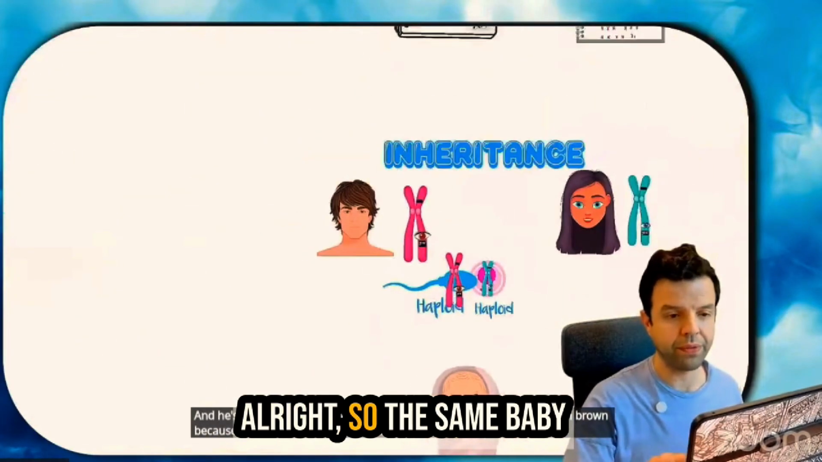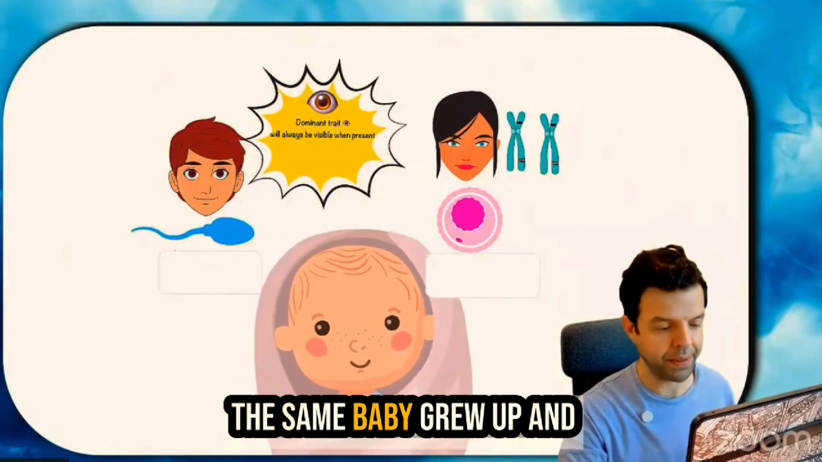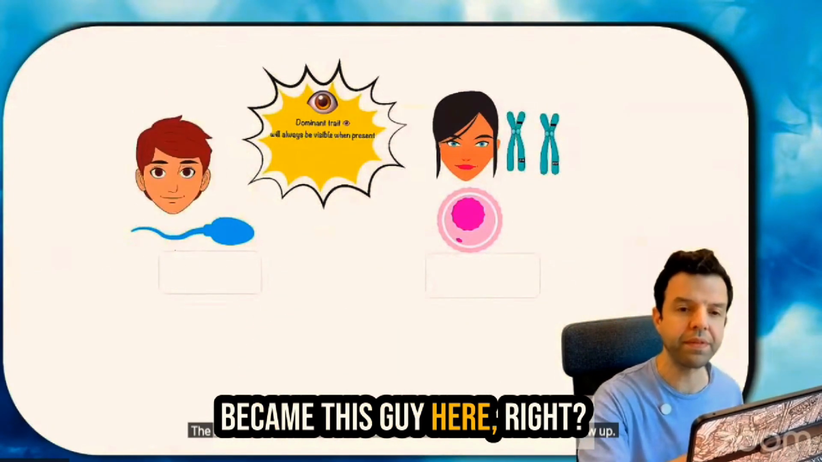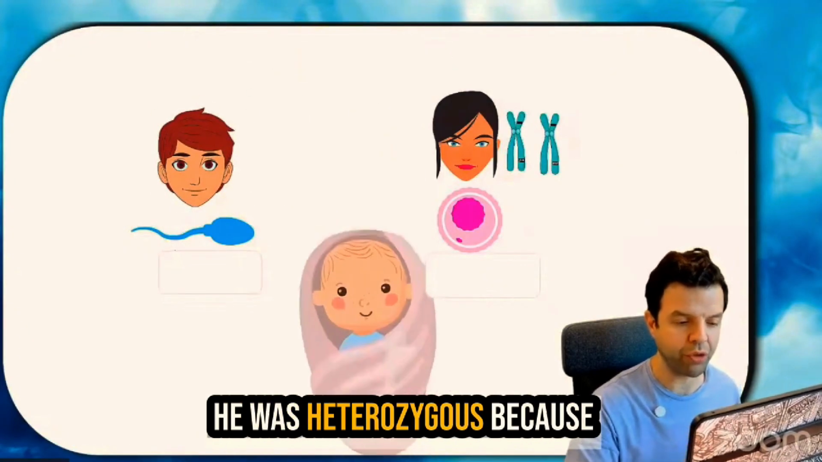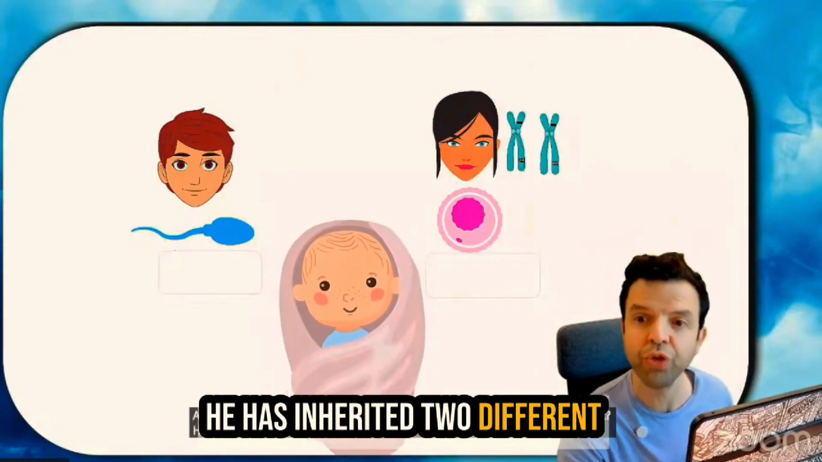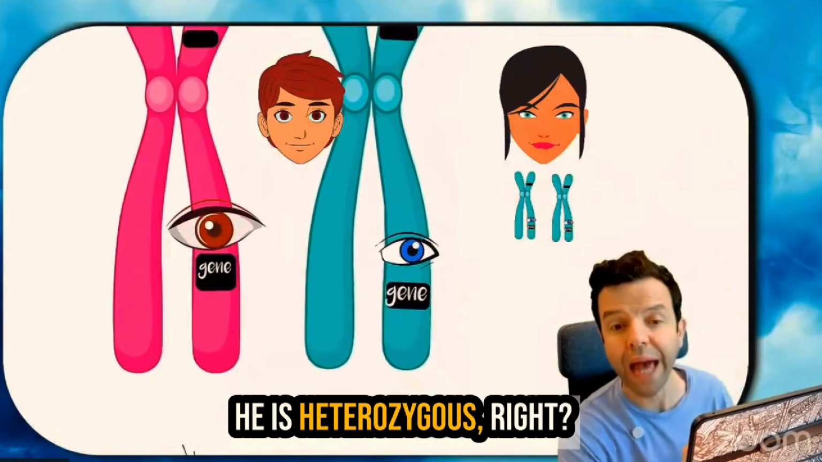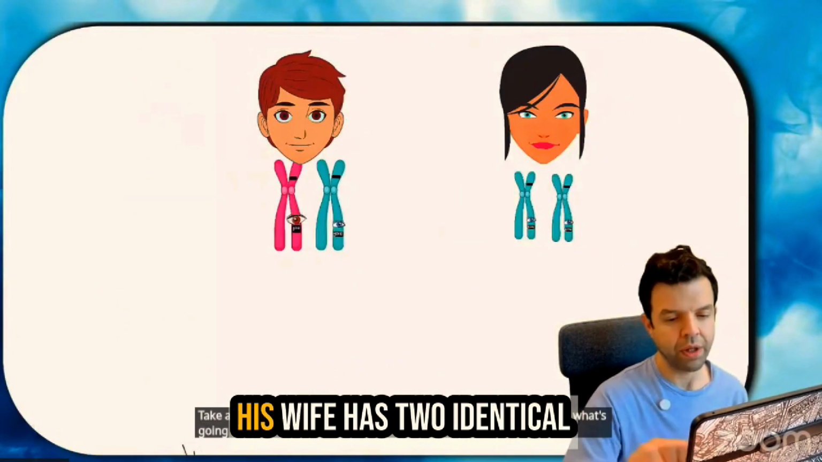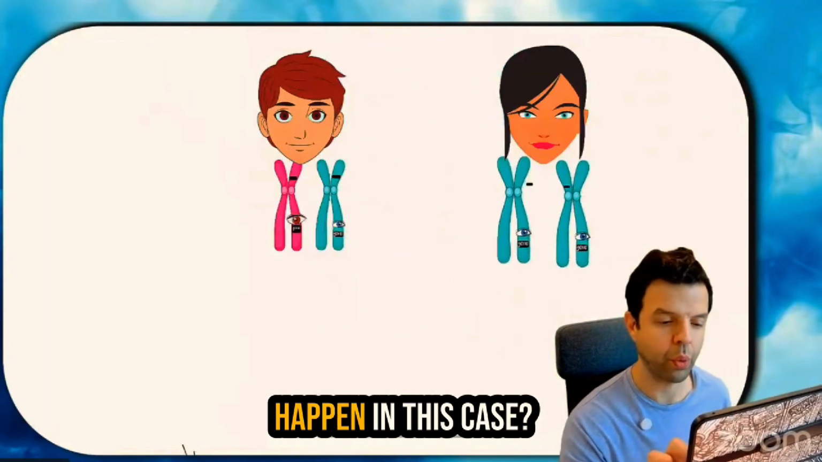All right, so the same baby here, remember that baby was just born? The same baby grew up and became this guy here, right? Remember that baby was heterozygous, right? He was heterozygous because he has inherited two different alleles for eye color. He has brown and he has blue. He is heterozygous, right? Now, what's going to happen here? His wife has two identical copies of blue eyes. What's going to happen in this case?